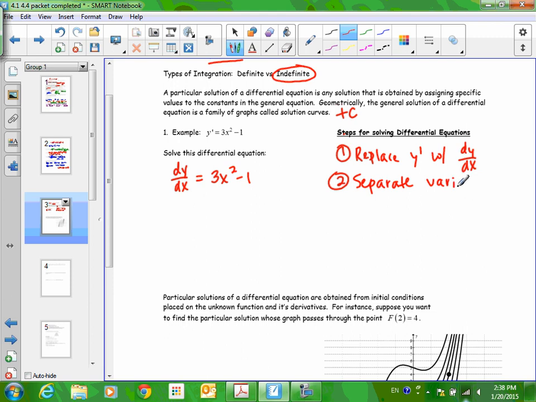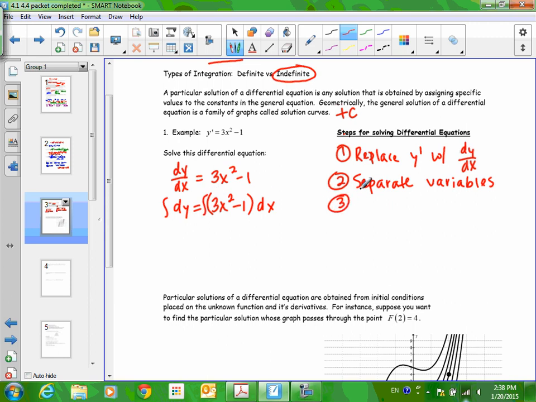Meaning we want the y terms on the left-hand side, like dy. Dx, though, I don't want. I want that to go to the right side. So what can I do to get that dx to move? Yeah, multiply. So then my next step would be dy equals 3x squared minus 1, and I'm going to put that in parentheses so it's all together, dx. And then the next step was actually to integrate.